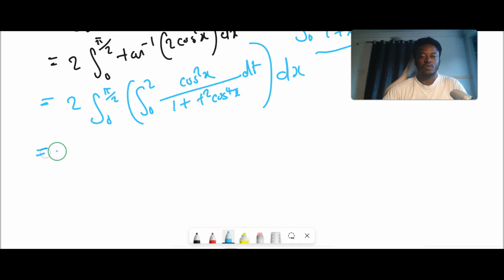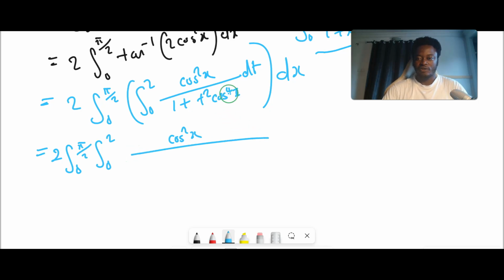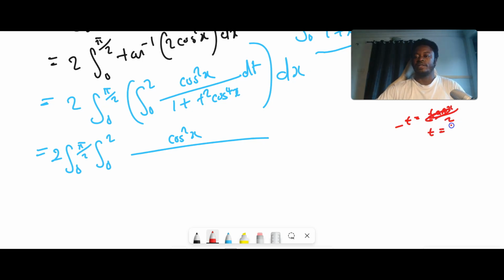We could write this as twice the integral from 0 to pi over 2 times the integral from 0 to 2 of cosine squared x, but then at the bottom part, because cosine to the 4th power is difficult to deal with, you might feel like, okay, let's just do Weierstrass substitution. Let's just take t to be tan of x over 2. Then cosine x probably will be 1 minus t squared divided by 1 plus t squared, all to the 2nd power. But we're going to be dealing with 4th power expressions.